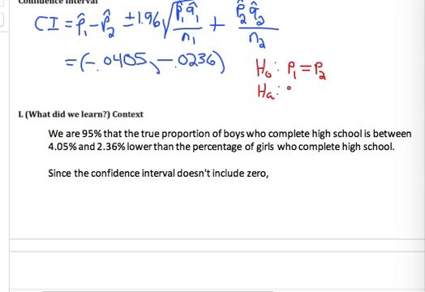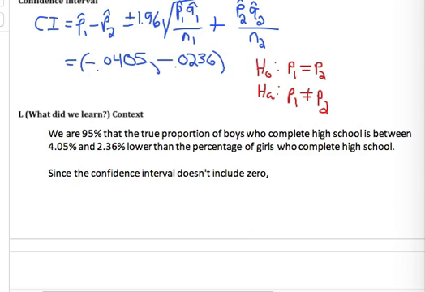There's nothing to suggest guys and girls are different either way, so that's probably a 2-tailed test. Oh yeah, and by the way, the thing you've got to be careful about using a confidence interval to evaluate a test is a confidence interval always has 2 tails. It's in 2 directions, right?